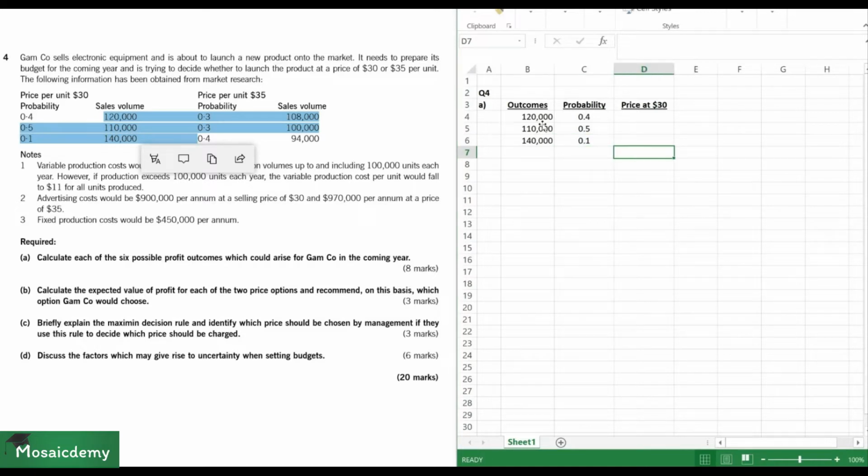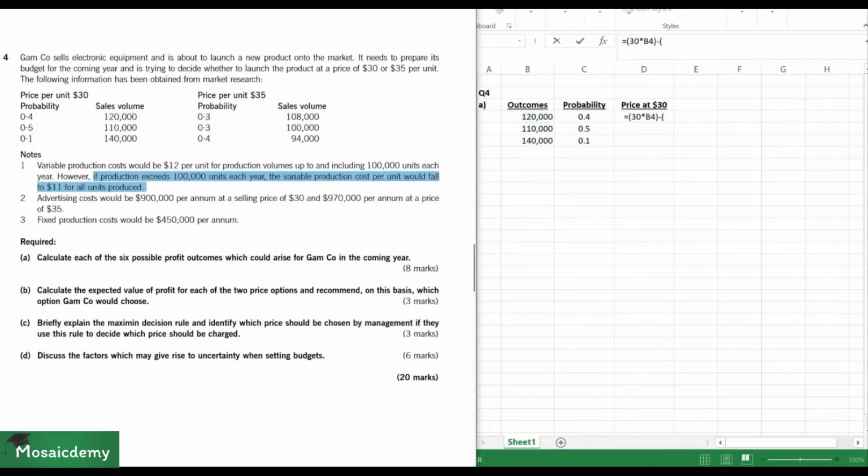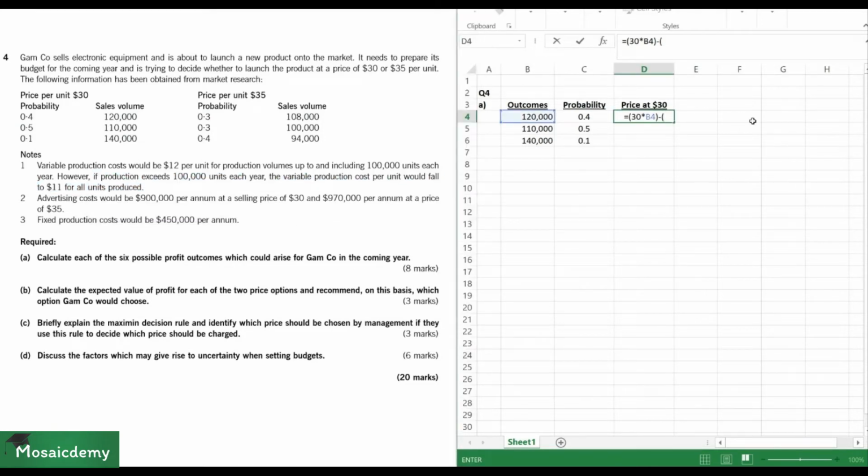Right? Okay, so the first one, we need to calculate the profit at each. Now the profit when the sales volume is 120,000. So we'll take the price of 30 into 120,000. That's why we put the number there, so we could use it for a formula. Minus, first we have the variable cost. So variable cost, what did this say? If production exceeds 100,000 units each year, then the variable cost would fall to $11 per unit. So this will be 11 into 120,000.